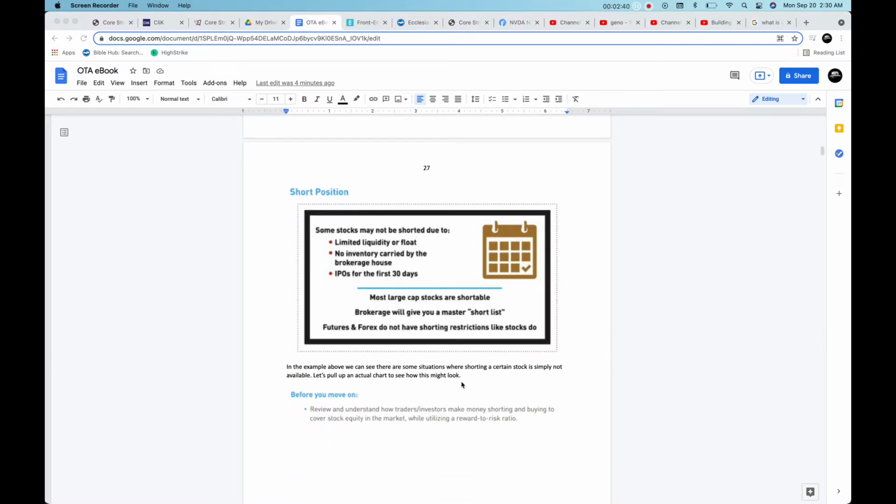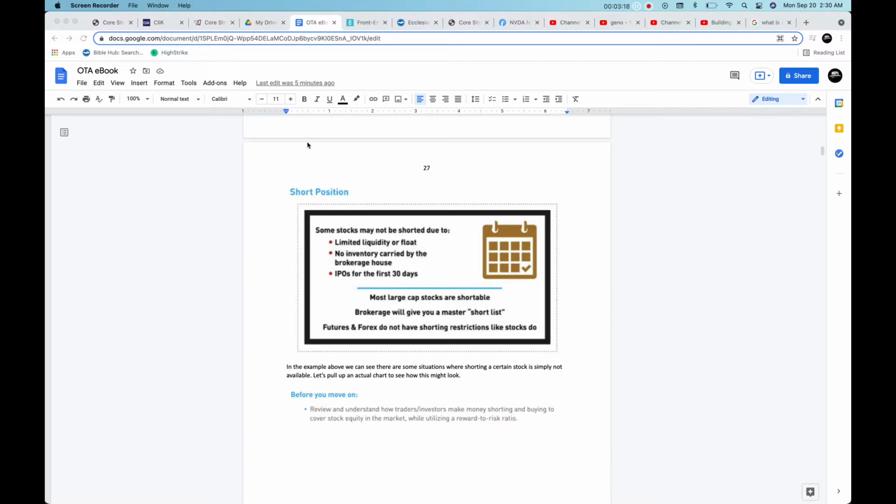So in this example we see here, there are some situations where shorting a certain stock is just simply not available, okay? It may not be available due to limited liquidity of that particular asset. It may not be available because there's no inventory carried by the particular brokerage house, or shorting the stock may not be available because it's had a recent IPO within the last 30 days, okay?